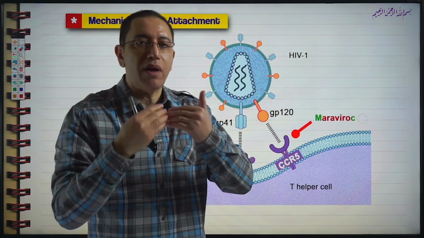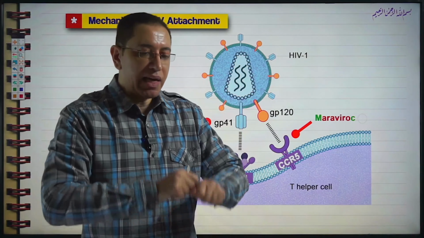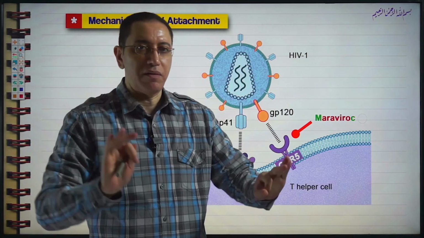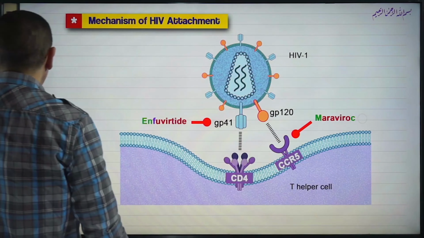Whenever you combine more than one drug, each acting by a different mechanism, you become closer to 100% sure that you are stopping the virus completely. This is the end of the HIV drugs.